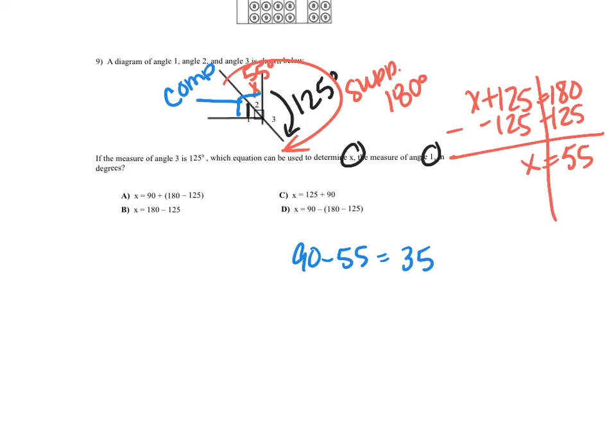So I need to find an equation that kind of matches that. And so I first did the 180 minus the 125. So I know that this one and this one are not going to work out that way because I need to do one more step. And then this one right here, it has plus, and I'm not going to add it to, I'm going to subtract it from the 90 to get my answer. So my answer choice is going to be D.